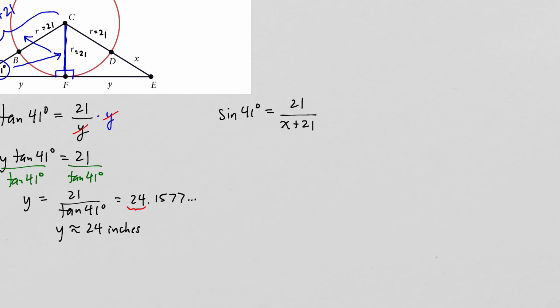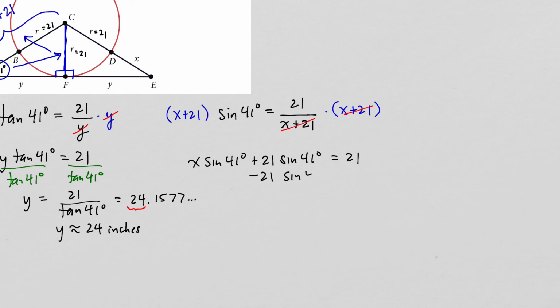And now to algebraically solve for x, I'm going to multiply both sides by x plus 21. When you do that, be sure to use parentheses since you're multiplying by a binomial. These will cancel out. And then on the left-hand side, I'm going to distribute sine of 41 to each one of these. If I do that, I get x sine of 41 degrees plus 21 sine of 41 degrees is equal to 21. And now I can subtract 21 sine of 41 degrees from both sides.